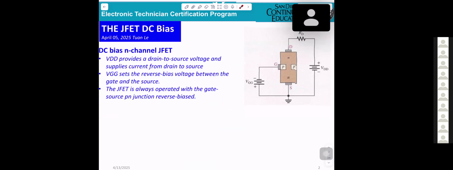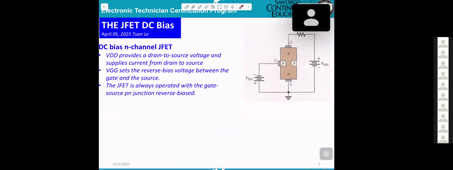Same like the bipolar transistor, you get NPN and PNP. They get the drain, the gate, and the source. Same thing. The difference is the arrow right here, going in for N channel, going out for P channel. And they get the applied voltage VDD connected to the drain.